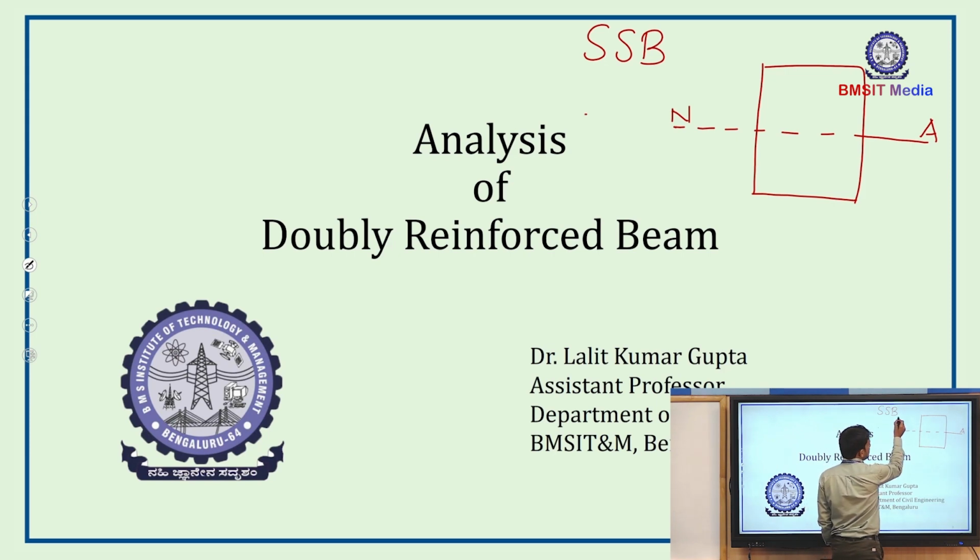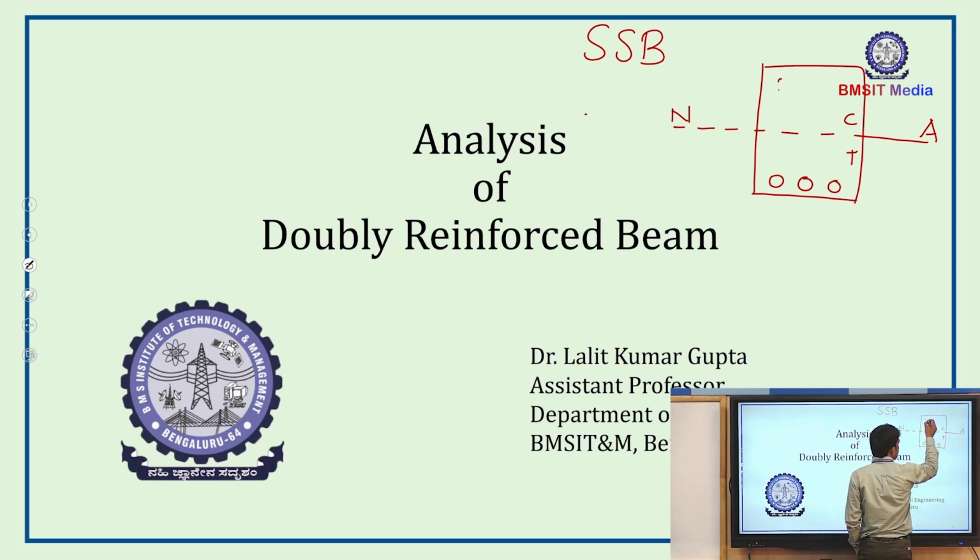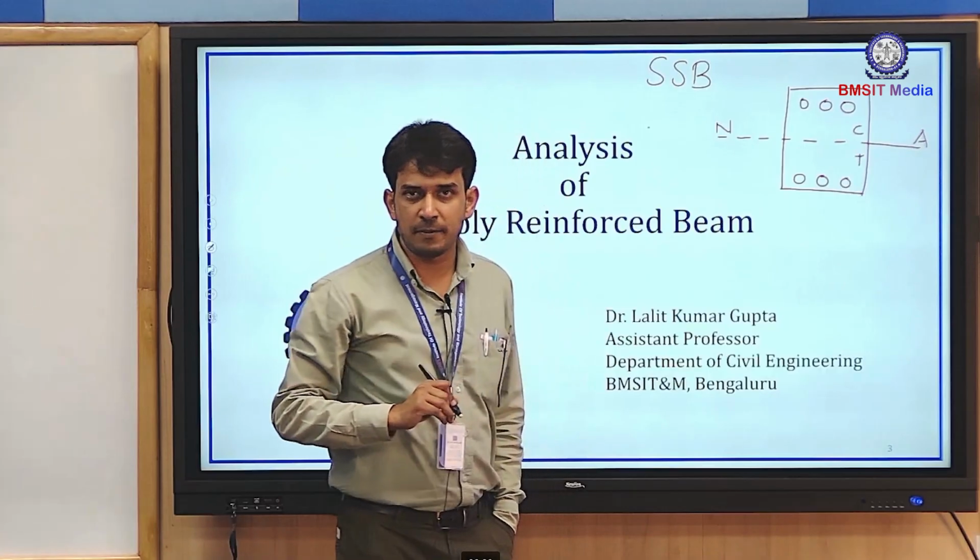As this beam is simply supported, the downside portion is in the tension zone and the upper portion is in the compression zone. So first we have to provide reinforcement in the tension zone. As long as we are providing reinforcement only in the tension zone, this beam is a singly reinforced beam. If we also provide reinforcement in the compression zone, then this beam is known as a doubly reinforced beam.